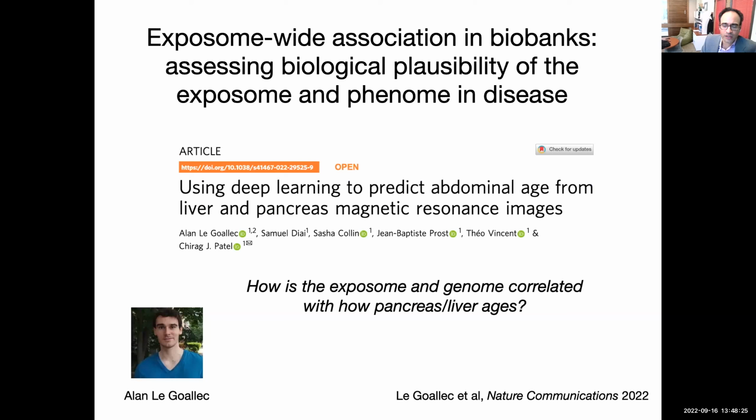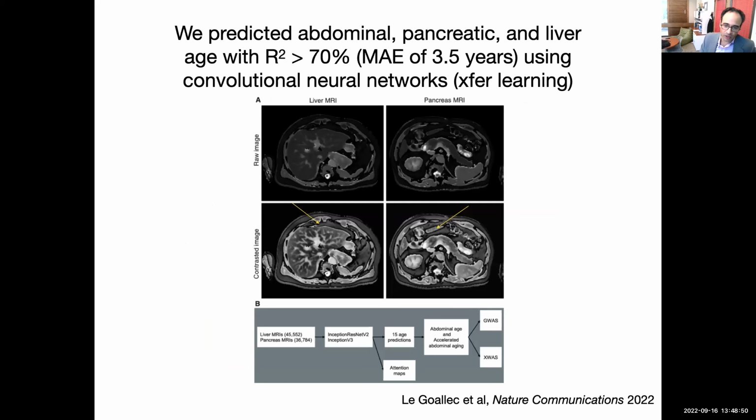I think another win is trying to assess biological plausibility and/or new biological pathways associated with disease. So our group is very interested in type 2 diabetes, of which age is a strong predictor. And so Alan in my group asked the question, can we predict age as a function of pancreatic and liver MRI images and see if those are correlated with disease? And so he used this deep learning technique where he took MRIs from the UK Biobank that are assessed on the abdomen, liver, and pancreas.